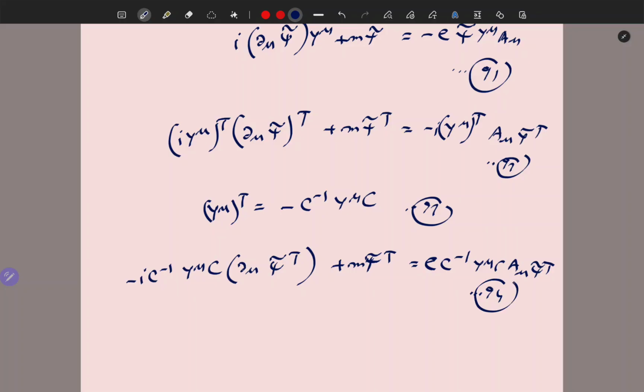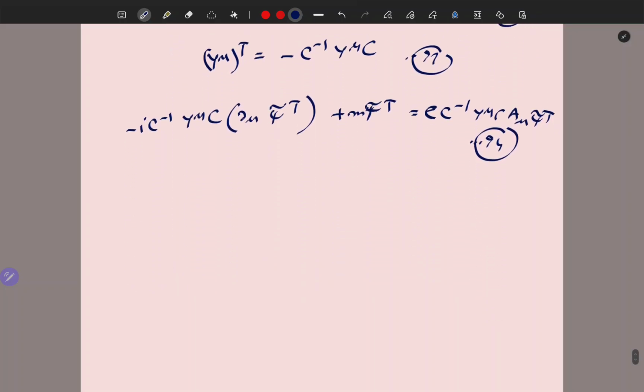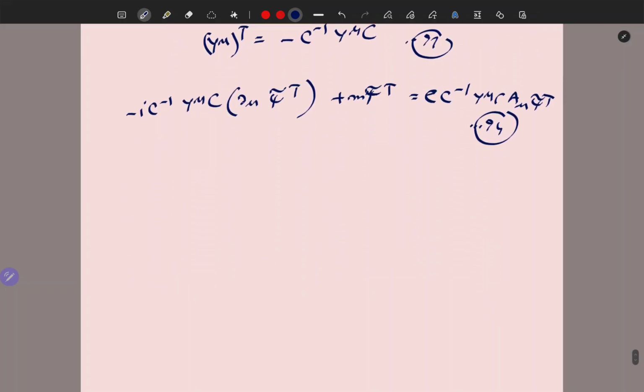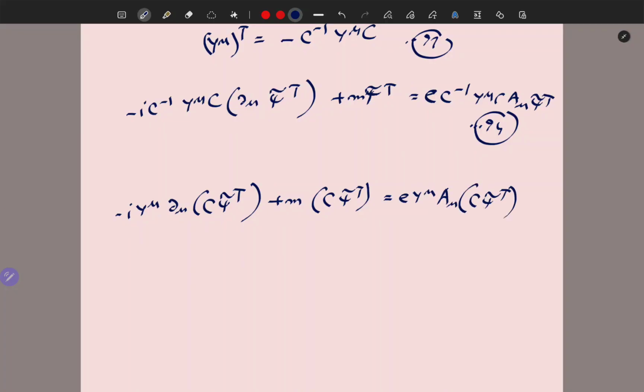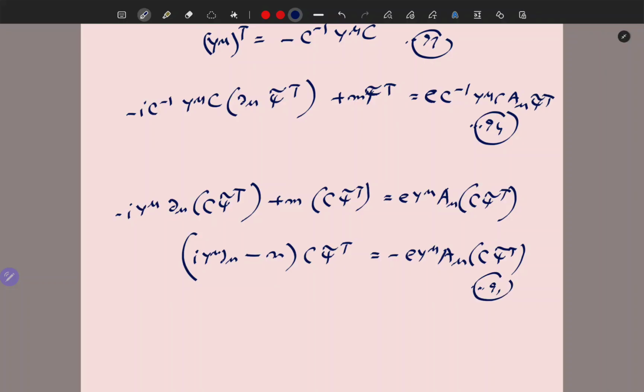This is equation number 94, which upon multiplying C from the left becomes minus i gamma mu del mu C psi tilde transpose plus m C psi tilde transpose equals e gamma mu a mu C psi tilde transpose, which can be written as i gamma mu del mu minus m C psi tilde transpose equals minus e gamma mu a mu C psi tilde transpose. This is equation number 95.